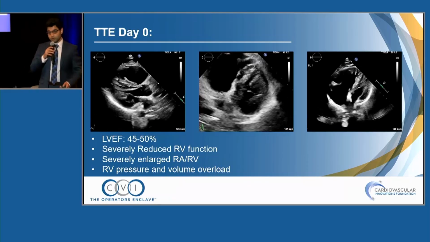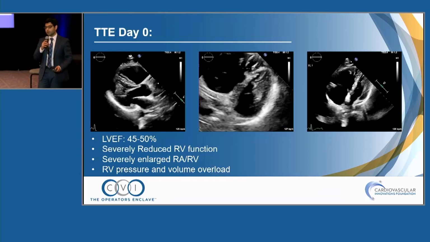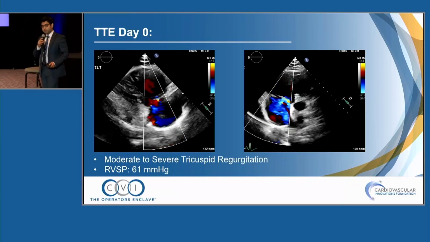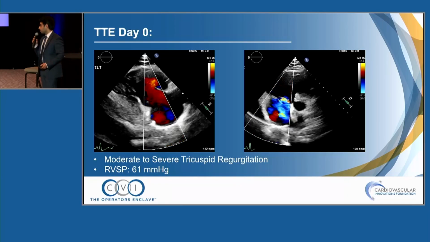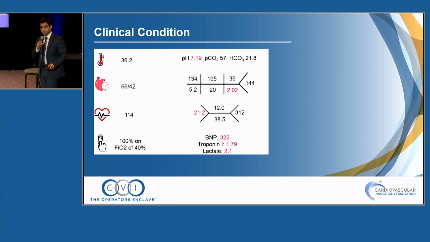A surface echo was done, which showed a severely dilated RV with severely reduced RV function and RV pressure and volume overload. And she also had developed new moderate to severe TR with an RVSP of 61. At this point in the ICU, she had a blood pressure of 66/42, not on pressors. She was tachycardic to 114, subsequently started on pressors. Her labs were significant for an acidosis with a pH of 7.19 and a lactate of 2.1. She had a new AKI at 2.02, leukocytosis of 21.2, and then her cardiac biomarkers were elevated.